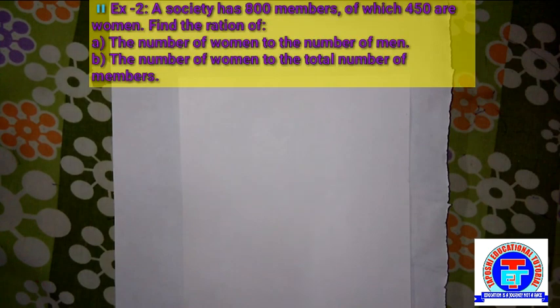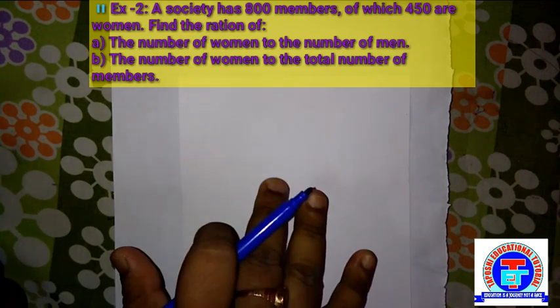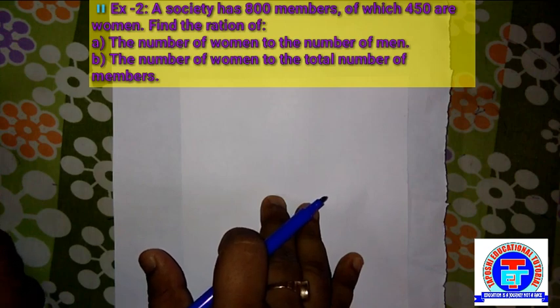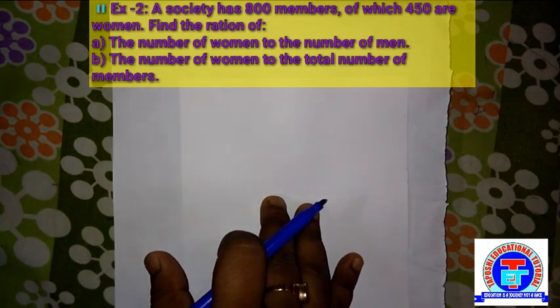Now we solve another problem. A society has 800 members, of which 450 are women. Find the ratio of A, the number of women to the number of men, and B, the number of women to the total number of members.